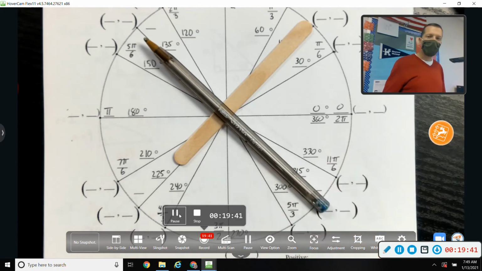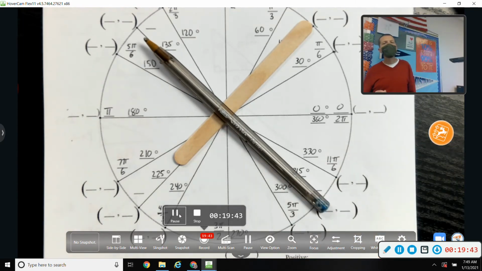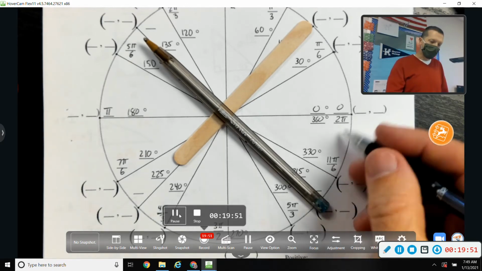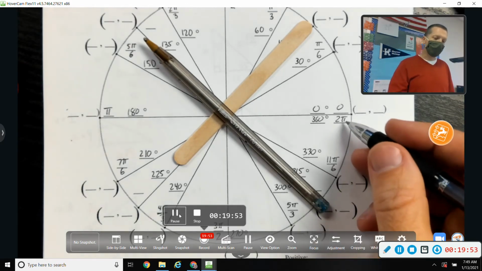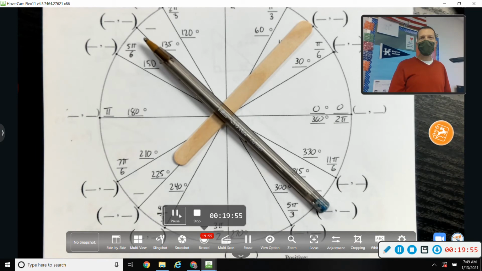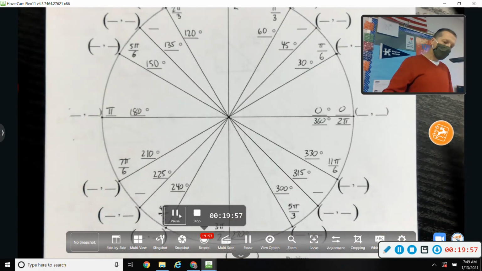I didn't really lose count. I just wanted to count again, because that's how you do it. If you get stuck somewhere, just go count over the 6s until you get there. And then one other over 6 would be 12 over 6, which is 2 pi. So it checks out.